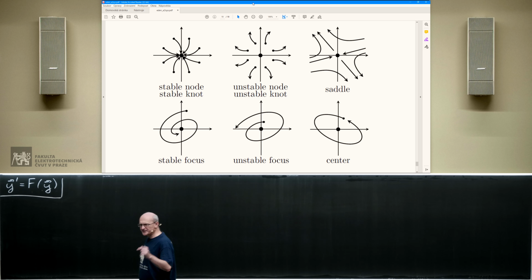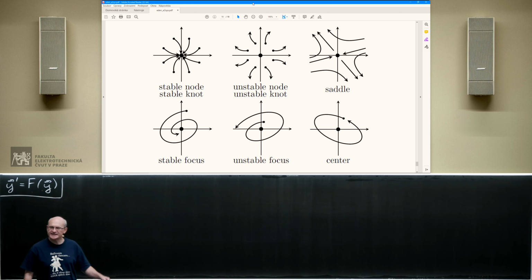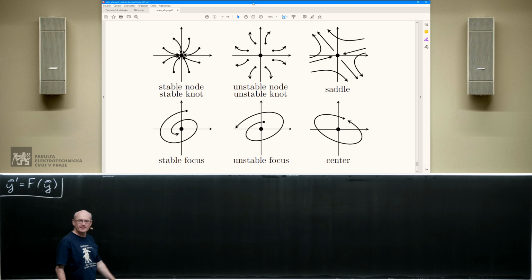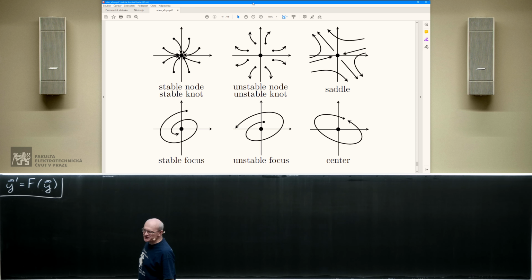We want to find stationary solutions and then classify them, because there are 6 types that we are really interested in. How do we do it? Well, stationary solutions, these are found easily. We take the right-hand side and make it equal to 0 as a vector, because this is a vector, the output is a vector.